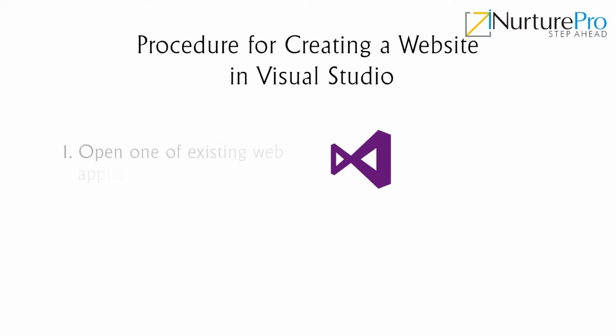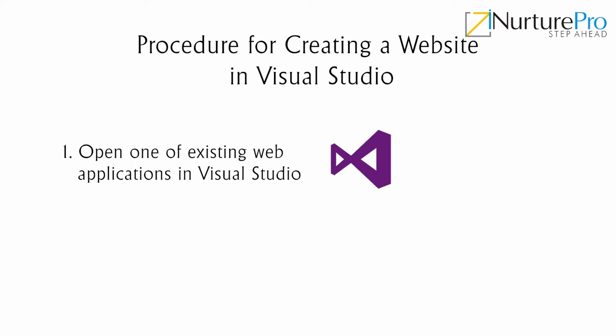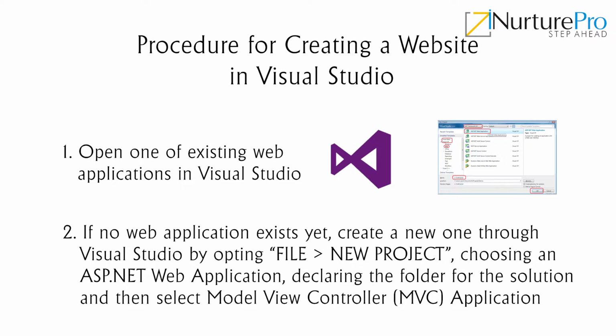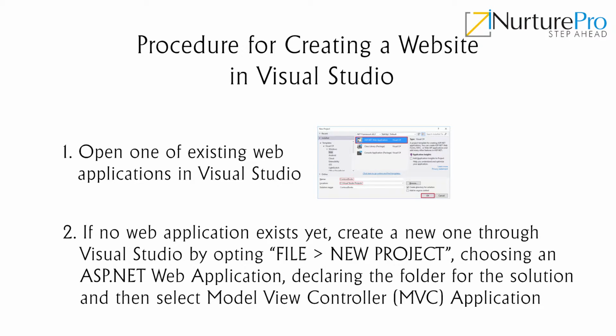For that, open one of the existing web applications in Visual Studio. If no web application exists yet, create a new one through Visual Studio by opting File, New Project. Choose an ASP.NET web application, declare the folder for the solution, and then select Model View Controller application.